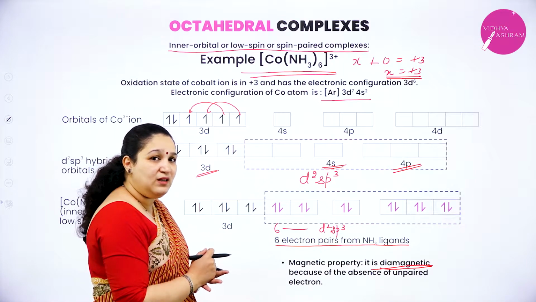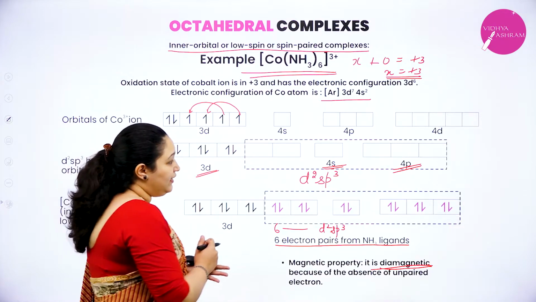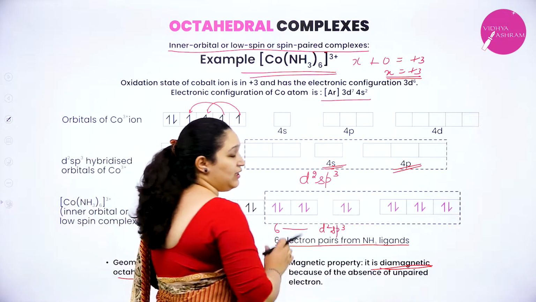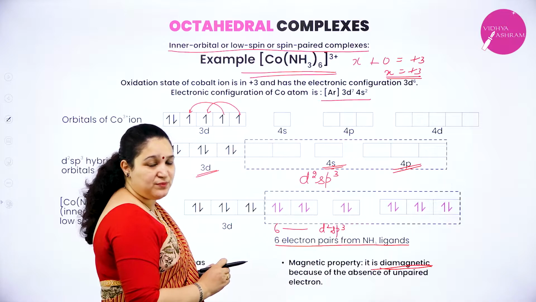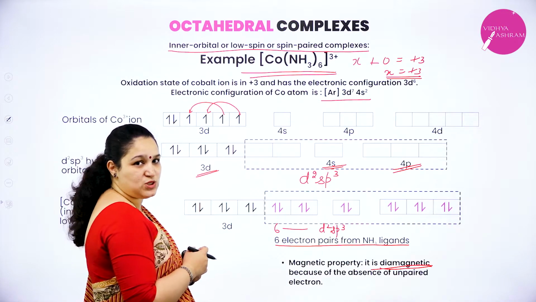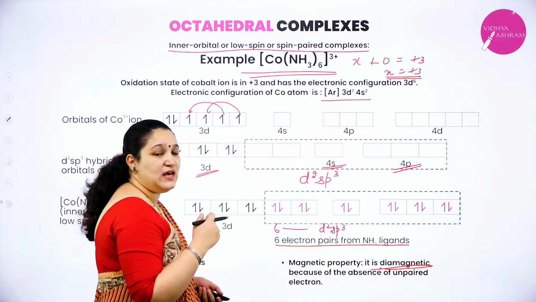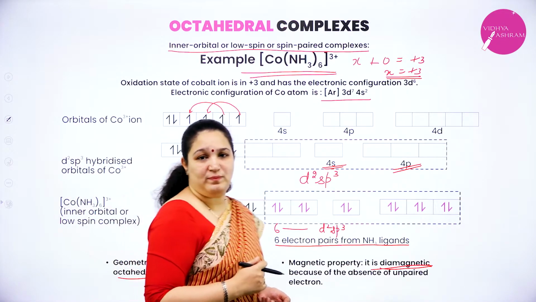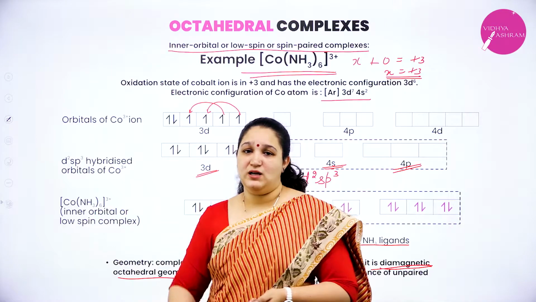Why inner orbital? Because the d orbitals of the ultimate shell or the 4th shell weren't used, those of the penultimate shell were used, of the previous shell it was used, hence it is also called inner orbital complex. I hope you have understood.